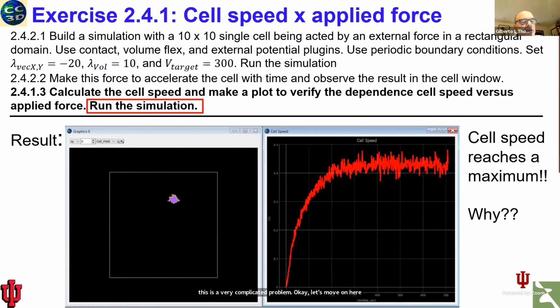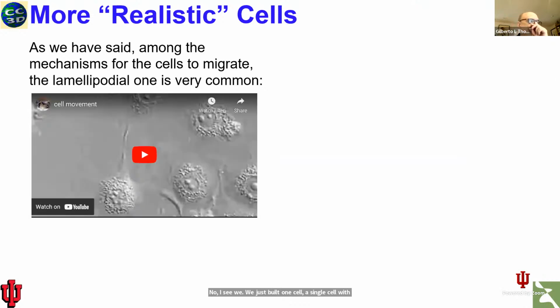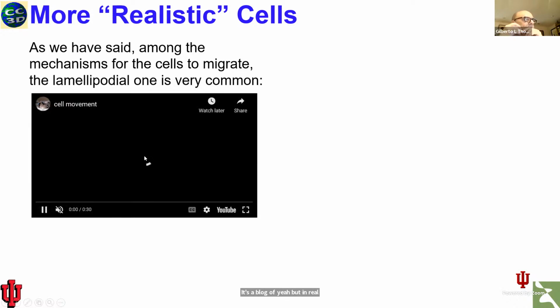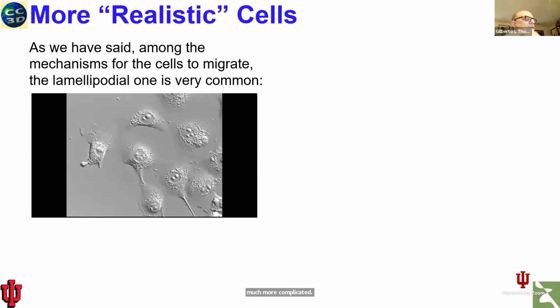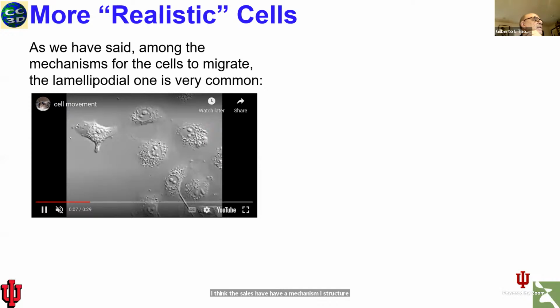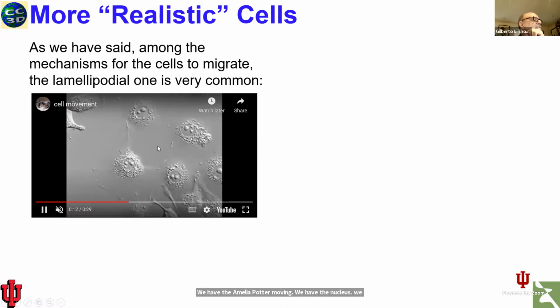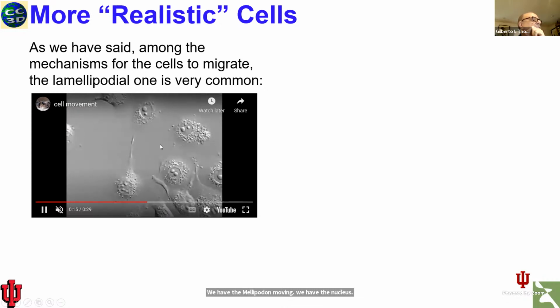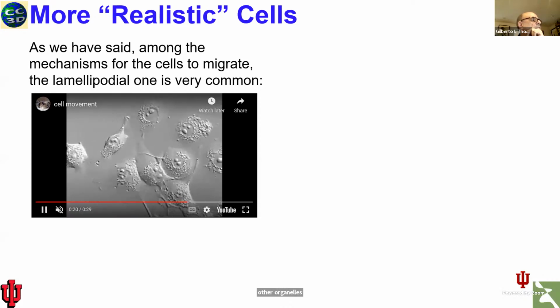Now, we just built one cell, a single cell with no structure at all. It's a blob of voxels. But in the real world, things are much more complicated. I think the cells have a mechanism, a structure inside, and we can see this moving. We have the lamellipodium moving, we have the nucleus, we have the internal structures like mitochondria and other organelles inside the cell, the cytoplasm.